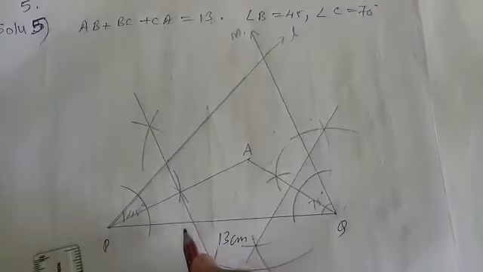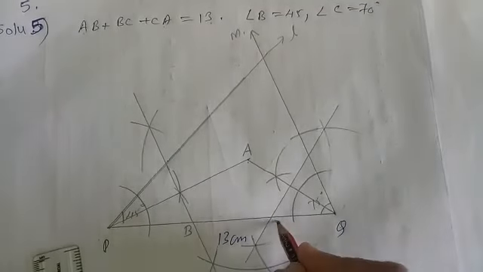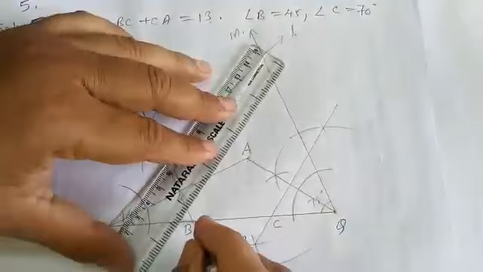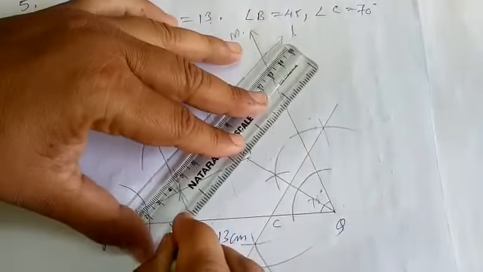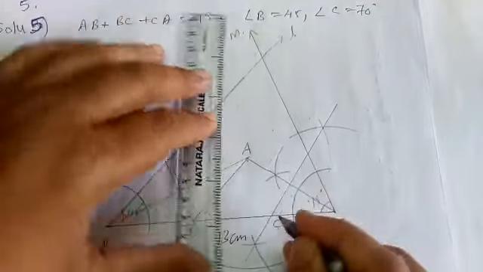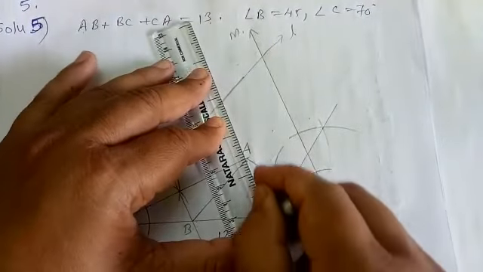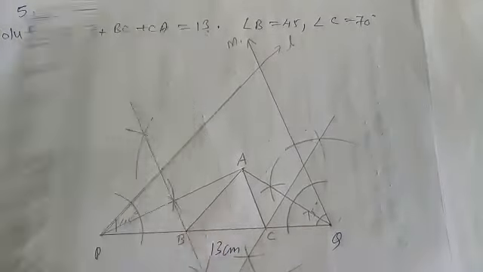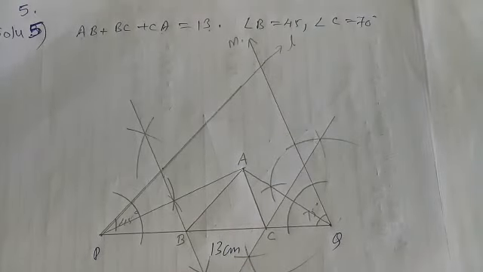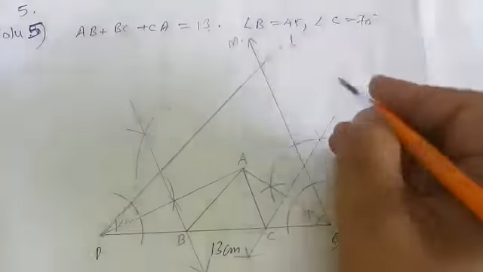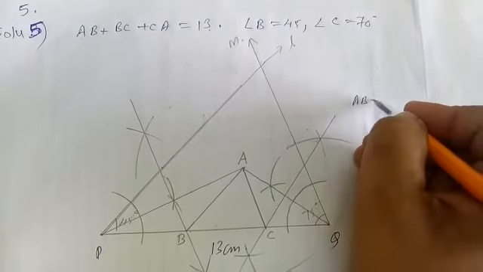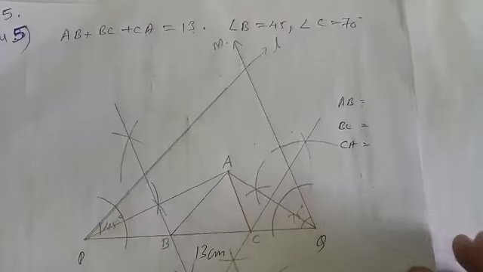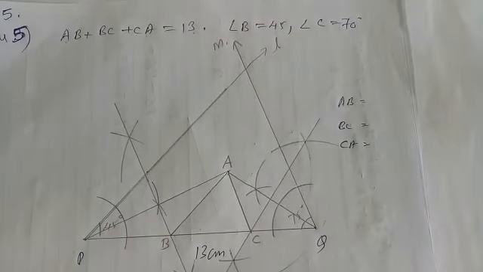Now name it point B and C. Now join BA and CA. What was the question? AB plus BC plus CA equal 13 centimeter. That means you have to find AB, BC and CA. What is the line segment of each?